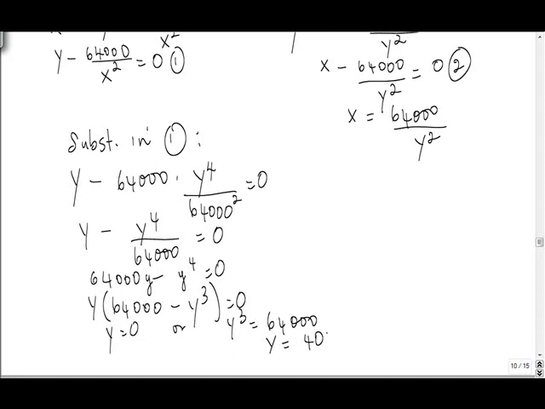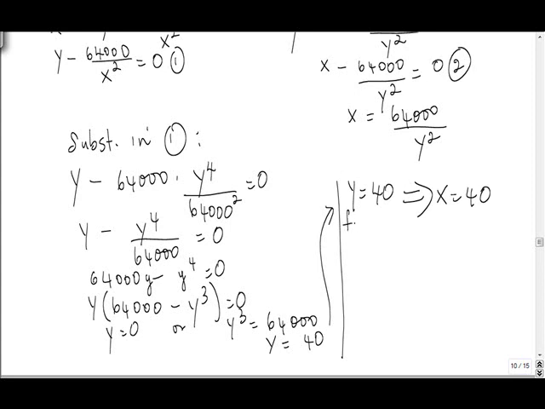Now 0 does not make sense because you'll have no box. So use y equals 40. So when you use y equals 40 and you substitute it into either equation 1 or 2, you'll get x is 40. Okay?